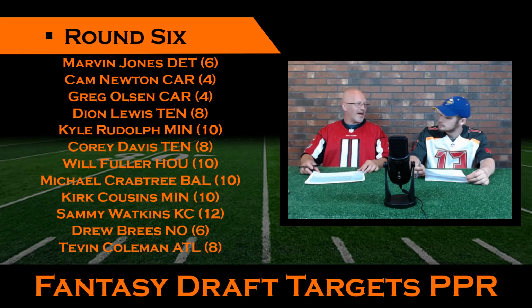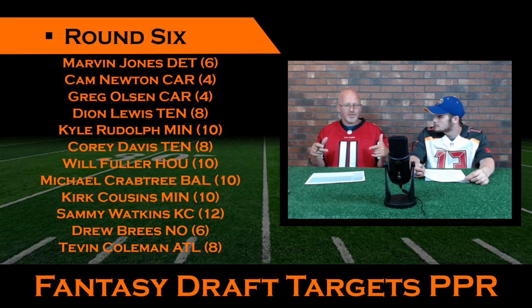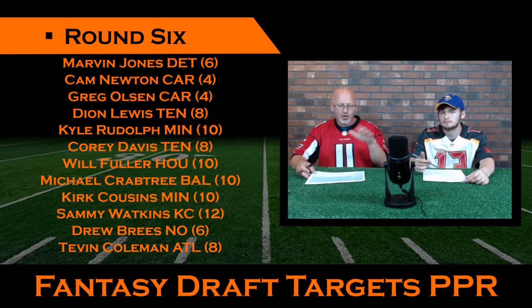Look at Corey Davis in here. I actually like Corey Davis. I think he's got a lot of potential. I think he's got a high ceiling, although he's a little bit unproven at this point, and he's not a bad pick if you chose to go with him in this round, but I'm not going to go that route. Will Fuller is another one who I like quite a bit, but I'm not going to go with Will Fuller, even though I'm huge on him. Michael Crabtree, I'm going to stay away from him.